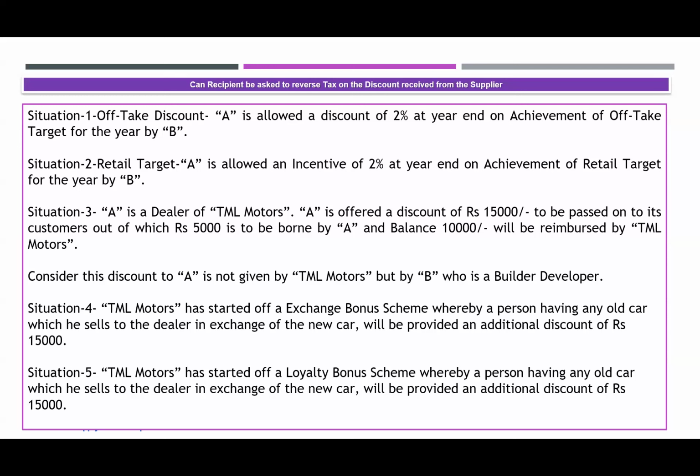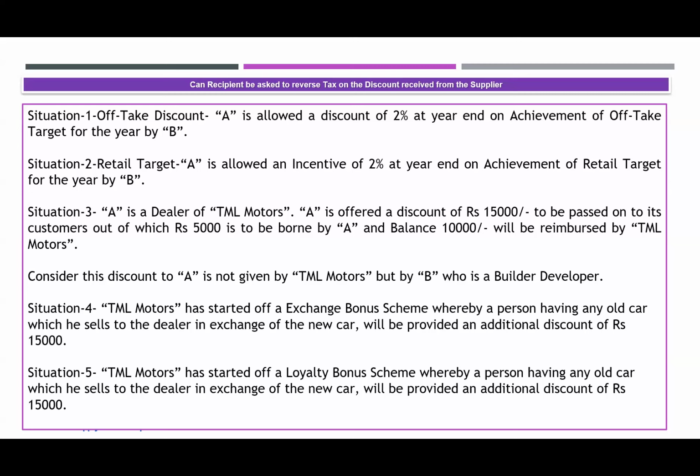Now in situation 4, what has changed? Additional condition has been put that not only you have to purchase the car, but you have to give an old vehicle in addition, for being eligible for that 15,000 rupees. And if you meet the condition that you give an old vehicle, we will give you a discount of 15,000 rupees, and that 15,000 would be reimbursed by the original equipment manufacturer to A. In my opinion, this is only an additional condition which has been put.